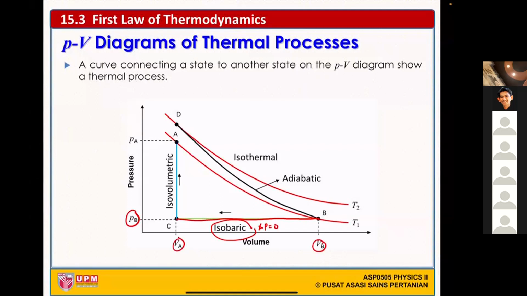Kalau konsep isovolumetric, which is delta V is equal to 0, maknanya volume is remain constant. Yang berlaku adalah P. The change in pressure saja yang berlaku, dan juga the change in temperature.